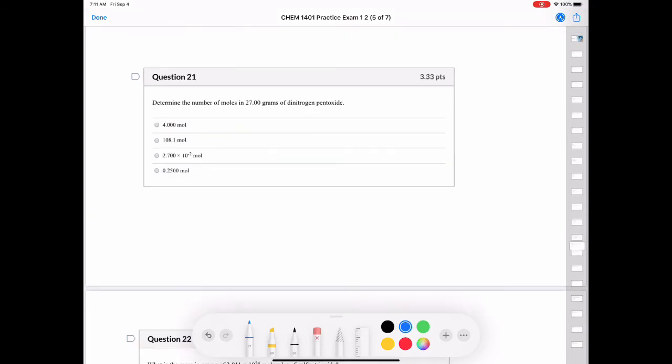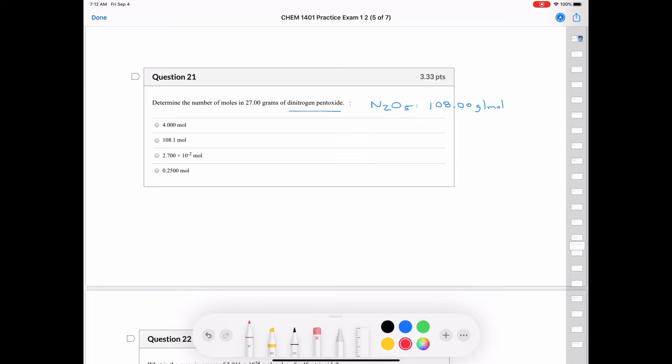Number 21, determine the number of moles in 27 grams of dinitrogen pentoxide. Well, if we're going to convert grams into moles, we're going to need the molar mass of dinitrogen pentoxide. And so for that, we're going to need its formula. Well, dinitrogen pentoxide is made completely from nonmetals. We have 2 nitrogens and we have 5 oxygens. Then I'll go over to the periodic table and I'll tally up the mass of 2 nitrogens and 5 oxygens, and I get a molar mass of 108.00 grams per mole for N2O5.